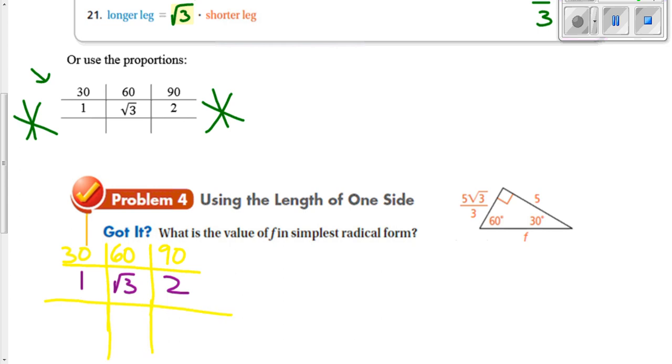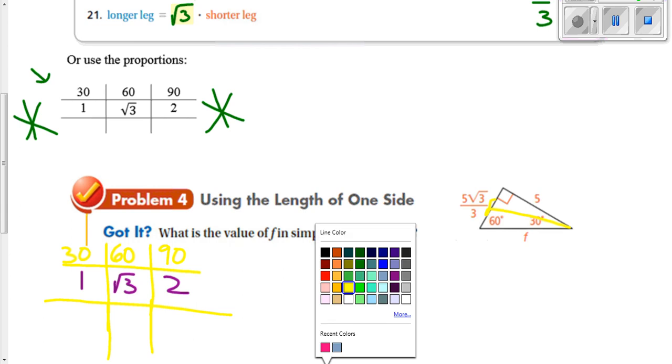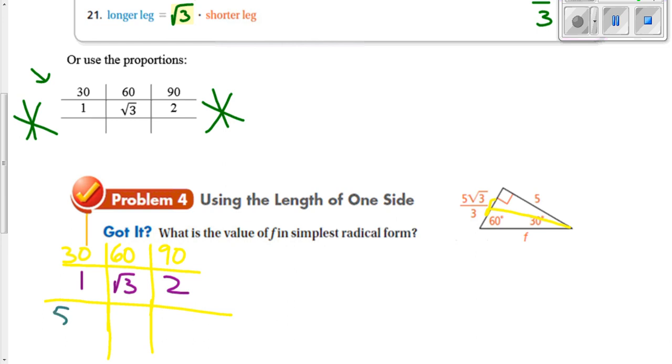Okay, so across from the shortest side, looking at your diagram, here's the shortest angle, so that means that one is the shortest side because it's across from the shortest angle. So this is 5 radical 3 over 3. Across from the 60-degree angle is this guy. It's 5. And across from the 90-degree angle is my variable, so that's the one I'm solving for. My f or my x or whatever you want to use.